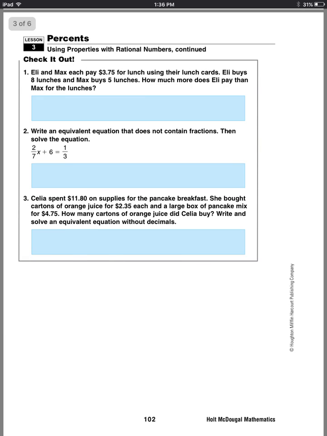Okay, try on your check it out. These are quite a bit harder. Go back through, follow the steps that you were given in your notes, and see what you can do with those.